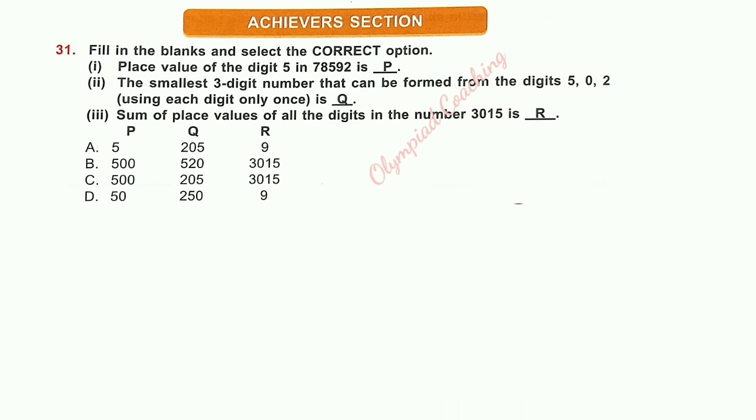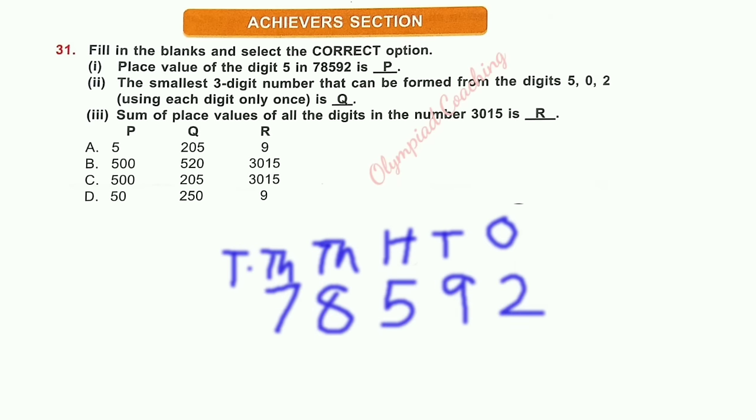Question number 31. Fill in the blanks and select the correct option. 1. Place value of the digit 5 in 78,592 is P. Clearly, P is 500. This is the hundreds place, so the place value of 5 is 500. Options B and C are correct. A and D are cancelled.